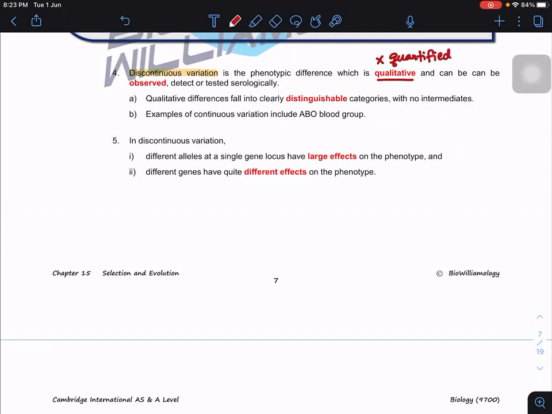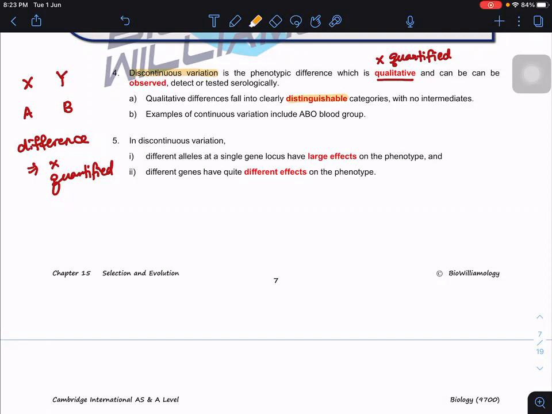Why? Let's say we have person X and Y. Person number 1, X, has blood group A. The second person has blood group B. What is the difference? The differences cannot be quantified. When it cannot be quantified, this kind of variation falls into discontinuous variation. Are you clear? It's more what we call categorical, which basically means that you categorize them based on their phenotype, into clearly distinguishable categories.